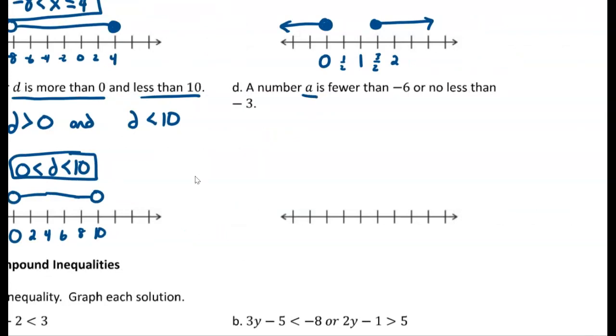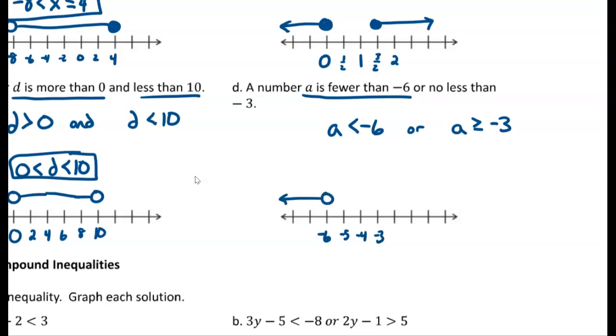Okay. A number A is fewer than negative 6. A is less than negative 6. Or, no, A is not less than, that means greater than or equal to negative 3. Okay, these are pointing away from each other because they say or. So less than negative 6 is an open circle at negative 6 and goes to the left. Greater than or equal to negative 3, closed circle at negative 3 and goes to the right.